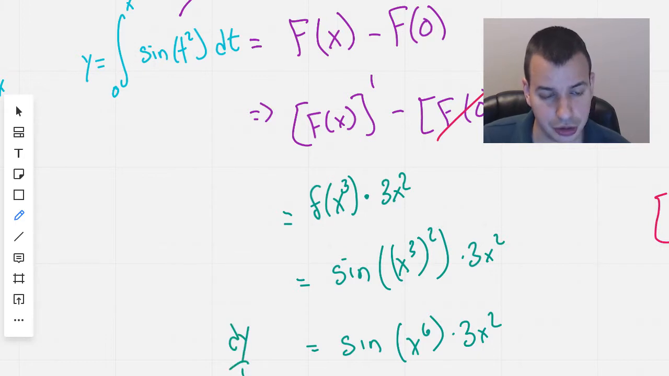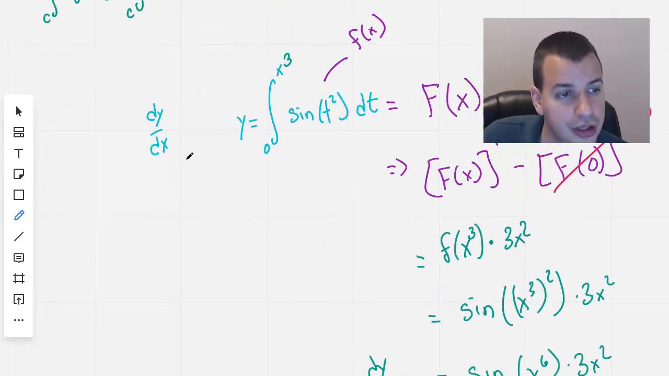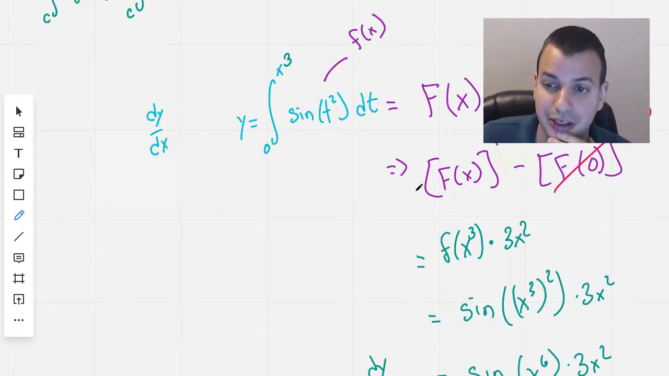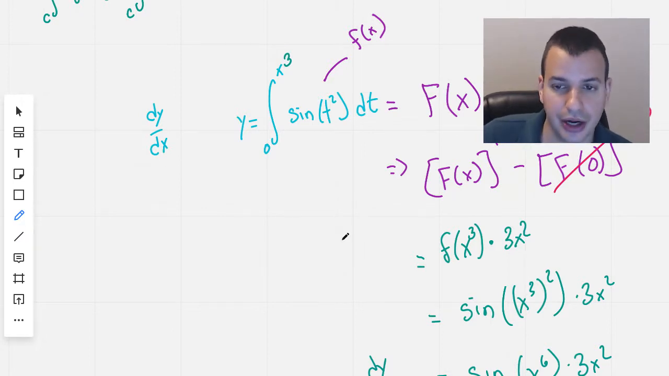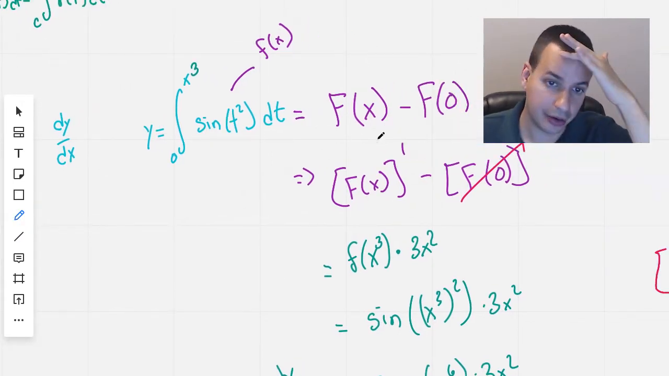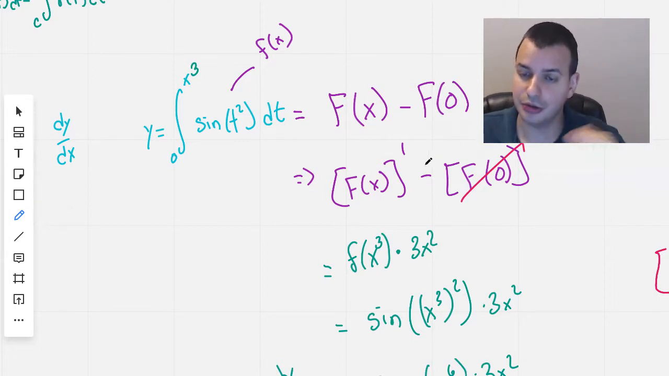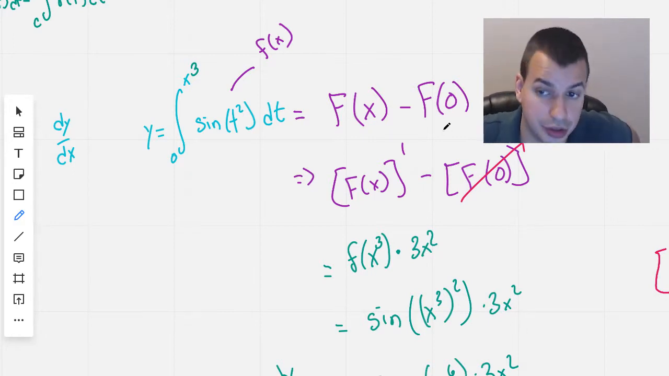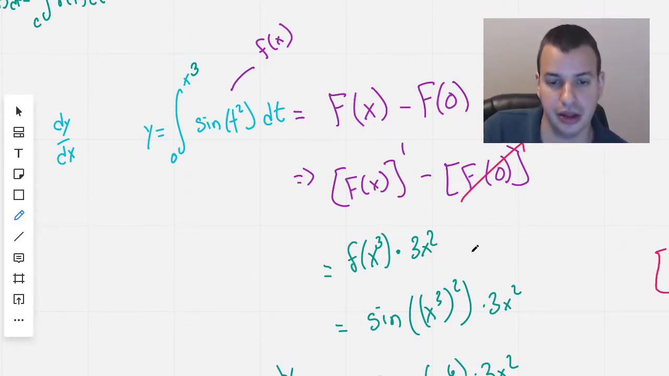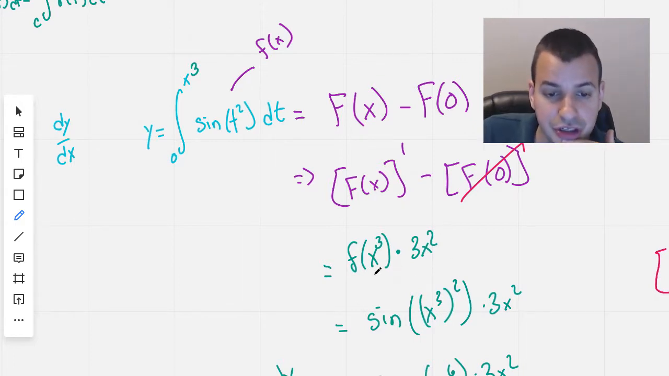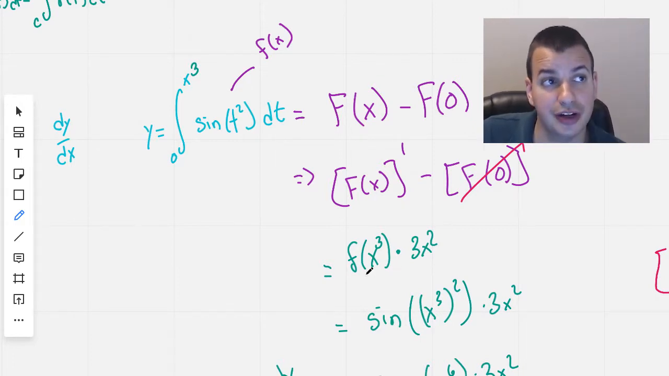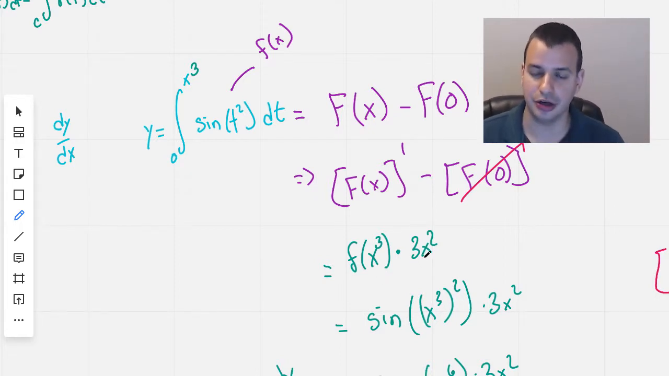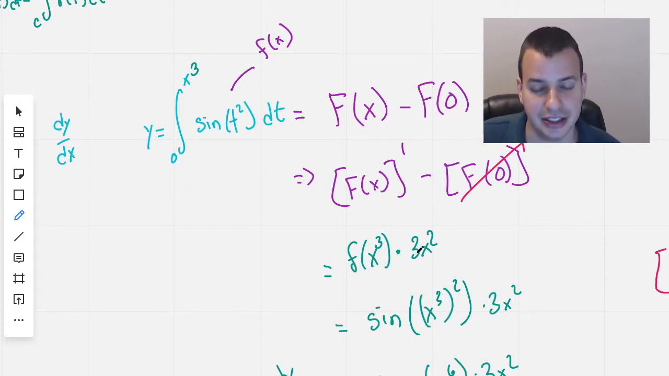So the answer to this question would be, if you find dy dx, given that y equals the integral from 0 to x cubed of sine of t squared dt, you'd be like, okay, how do we find dy dx? You go through and write out F of x minus F of 0, antiderivatives. You realize that when you take the derivative, the antiderivative at 0 disappears, and then you're left with the derivative of the antiderivative of x, which is just the function of x, but then you have to multiply by the derivative of the interior, which in this case is 3x squared.